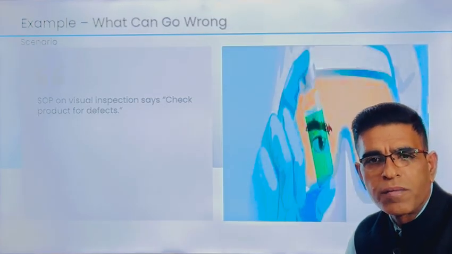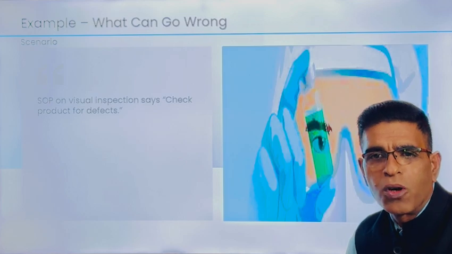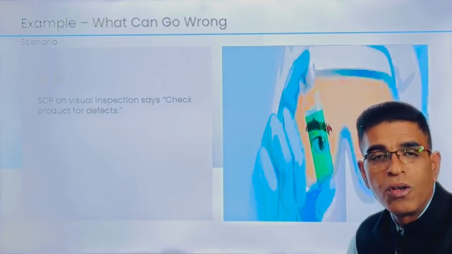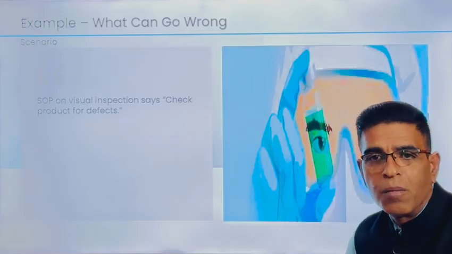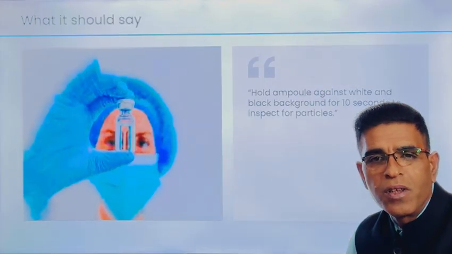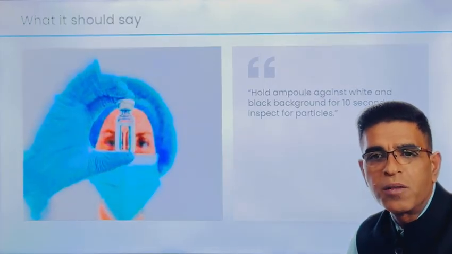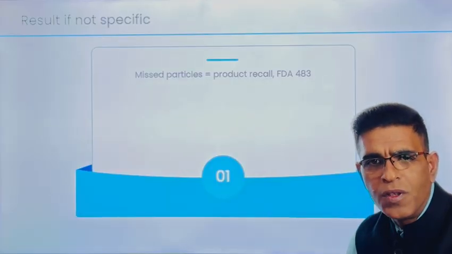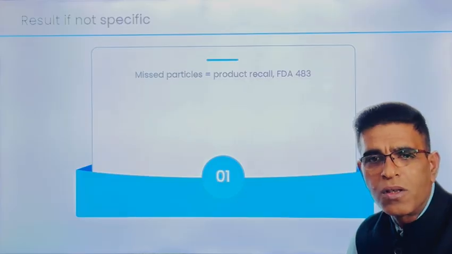Here's a real story. An SOP said check product for defects, but didn't define how, what to look for, or the inspection time frames. The batch was released with particles. The company faced an expensive recall. If the SOP had specified the correct inspection procedure, the inspection failure and the product recall could have been avoided. The lesson: vague SOPs cost big.